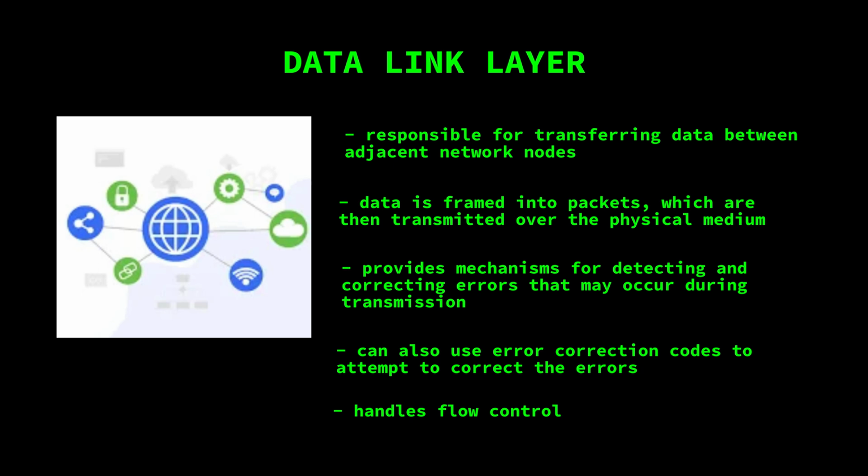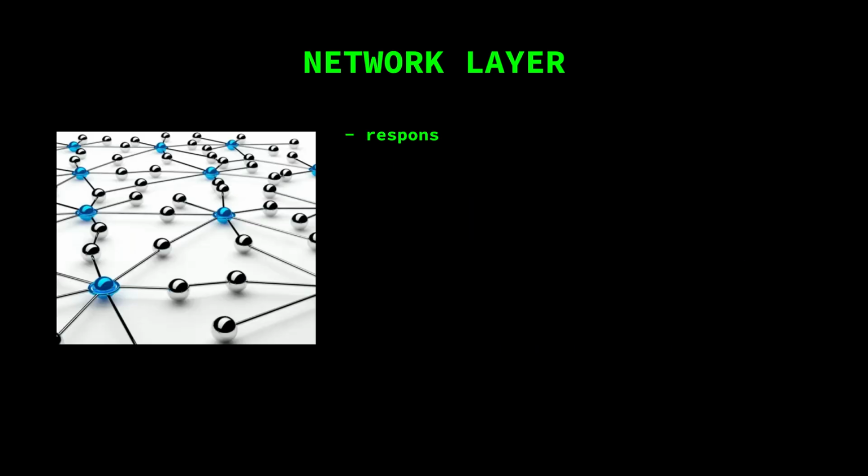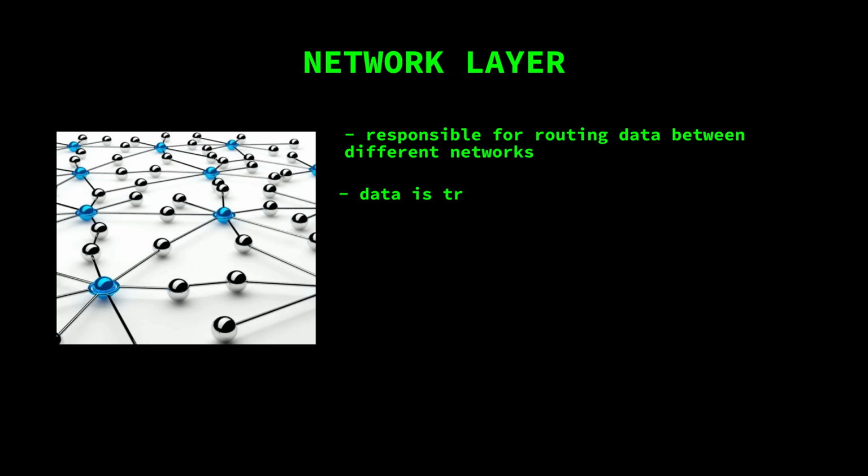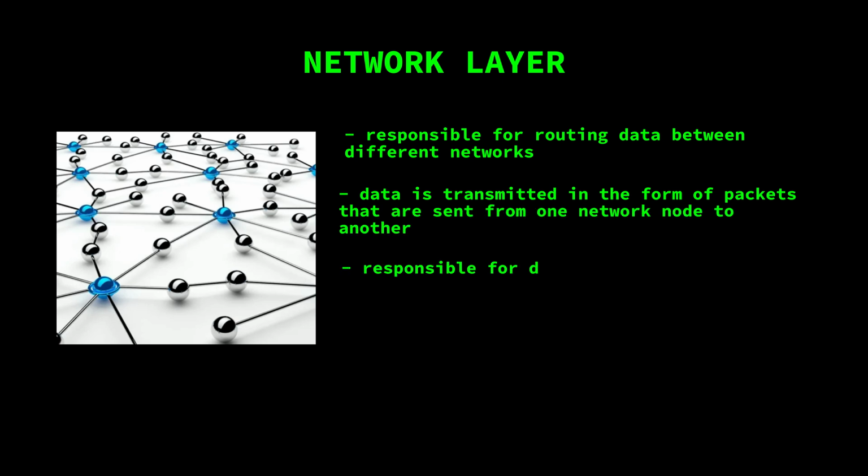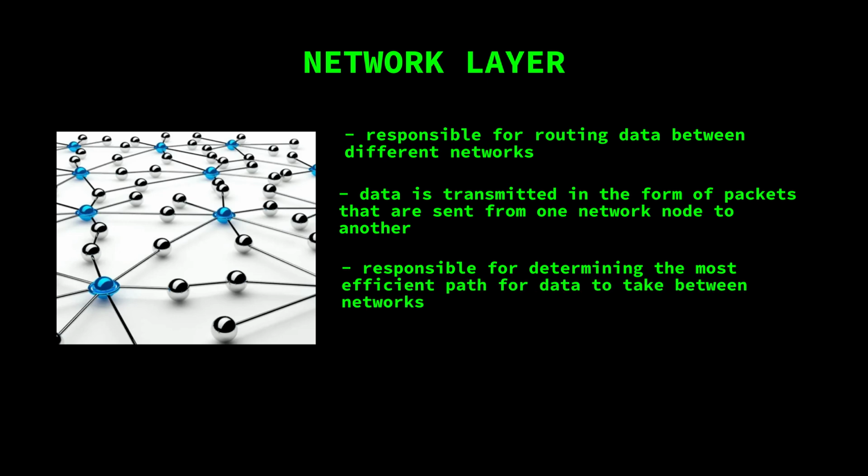The third layer is the network layer, and it's responsible for routing data between different networks. At this layer, data is transmitted in the form of packets that are sent from one network node to another. The network layer is responsible for determining the most efficient path for data to take between networks, and it does this by using a routing protocol, such as OSPF or BGP.